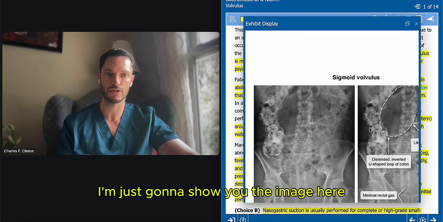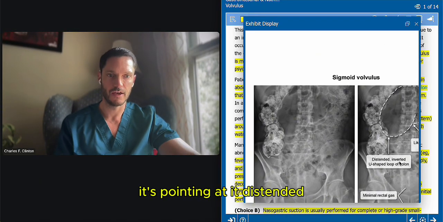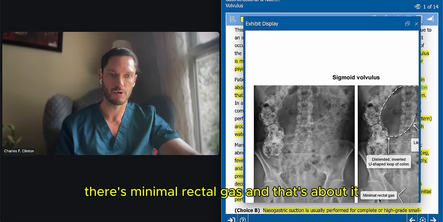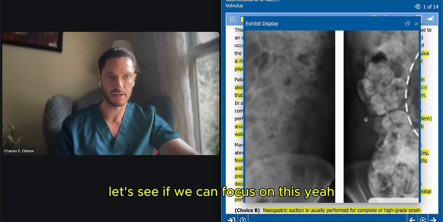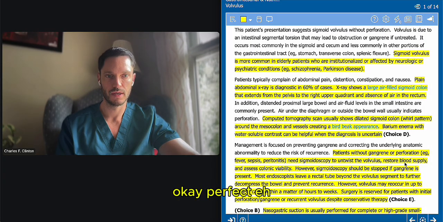I'm just going to show you the image here showing us the volvulus. So here you can see it. It's pointing at it. Distended, inverted U-shaped loop of colon. There's minimal rectal gas, and that's about it. Let's see if we can focus on this. Yeah, this is the likely transition point or site of torsion. Okay, perfect. What else? Bird beak.